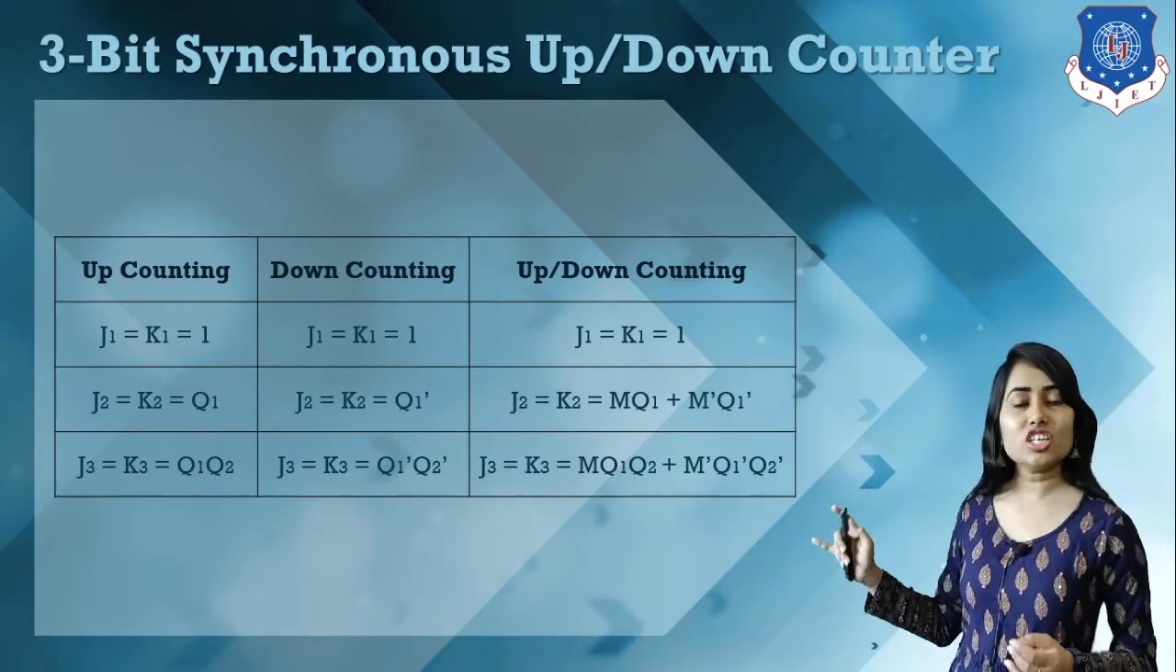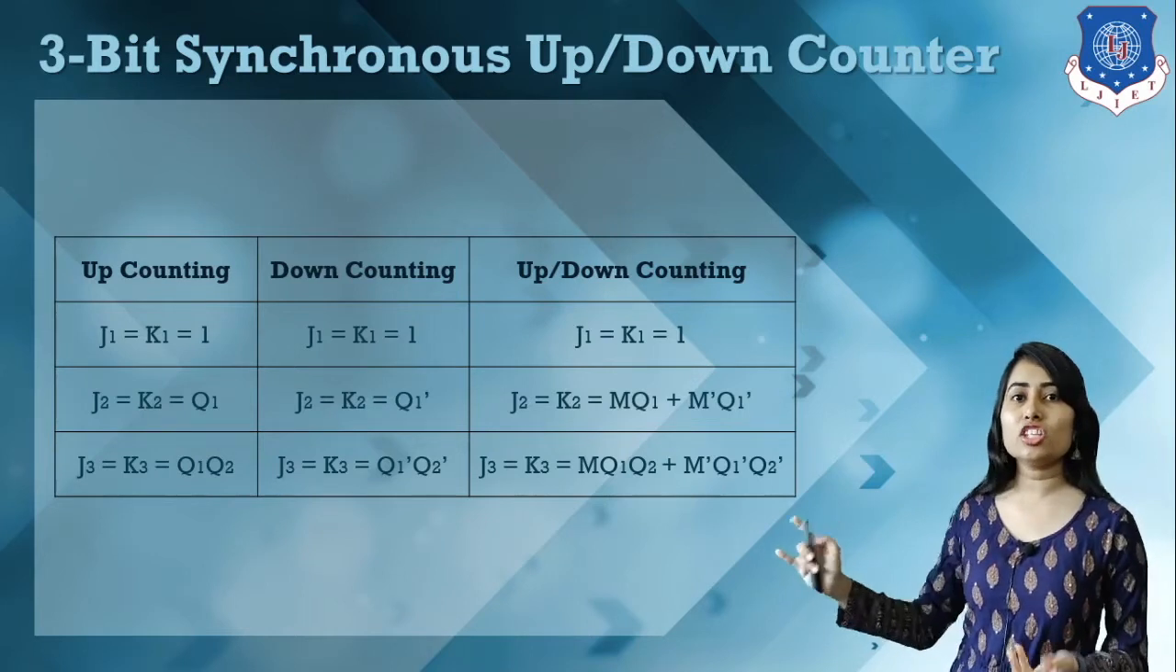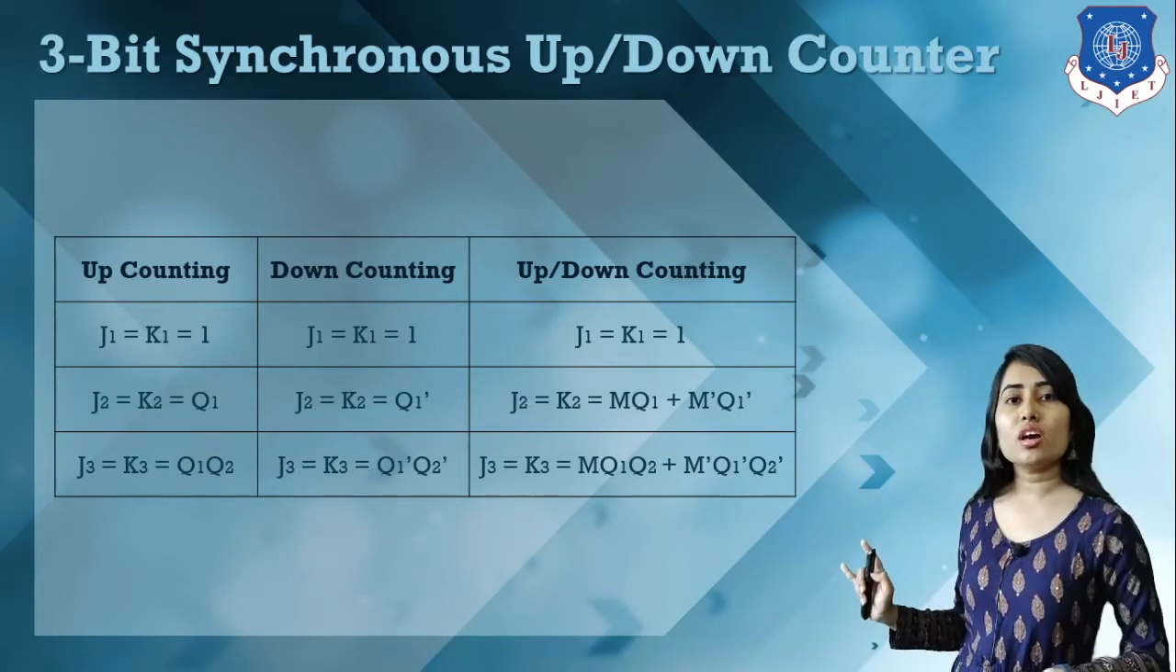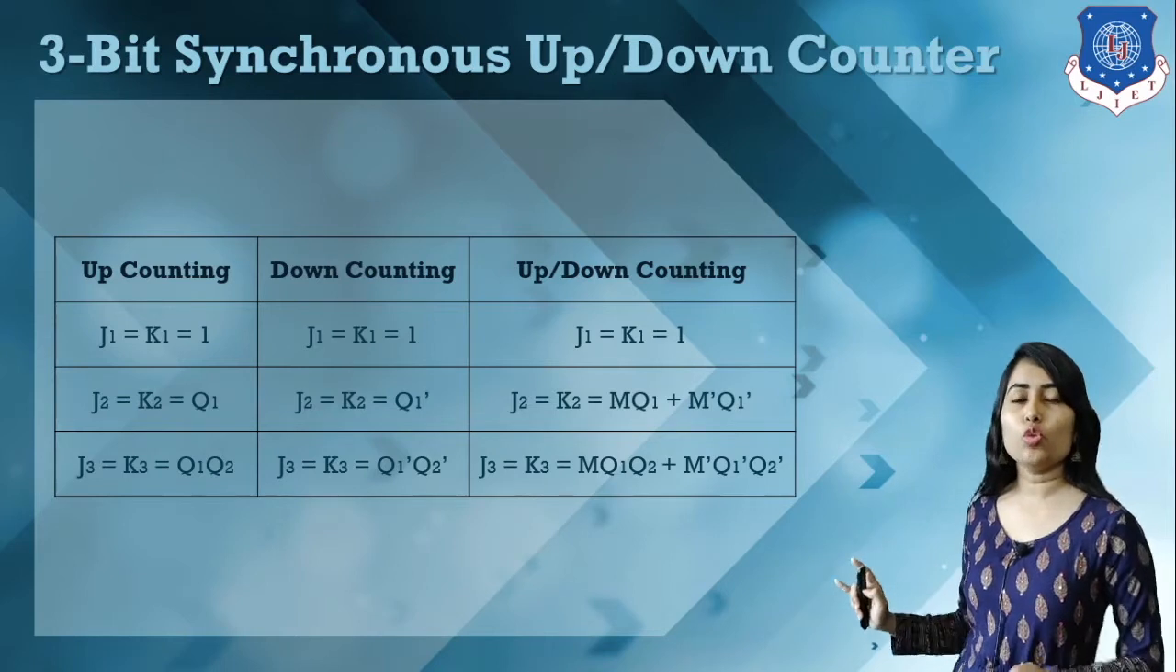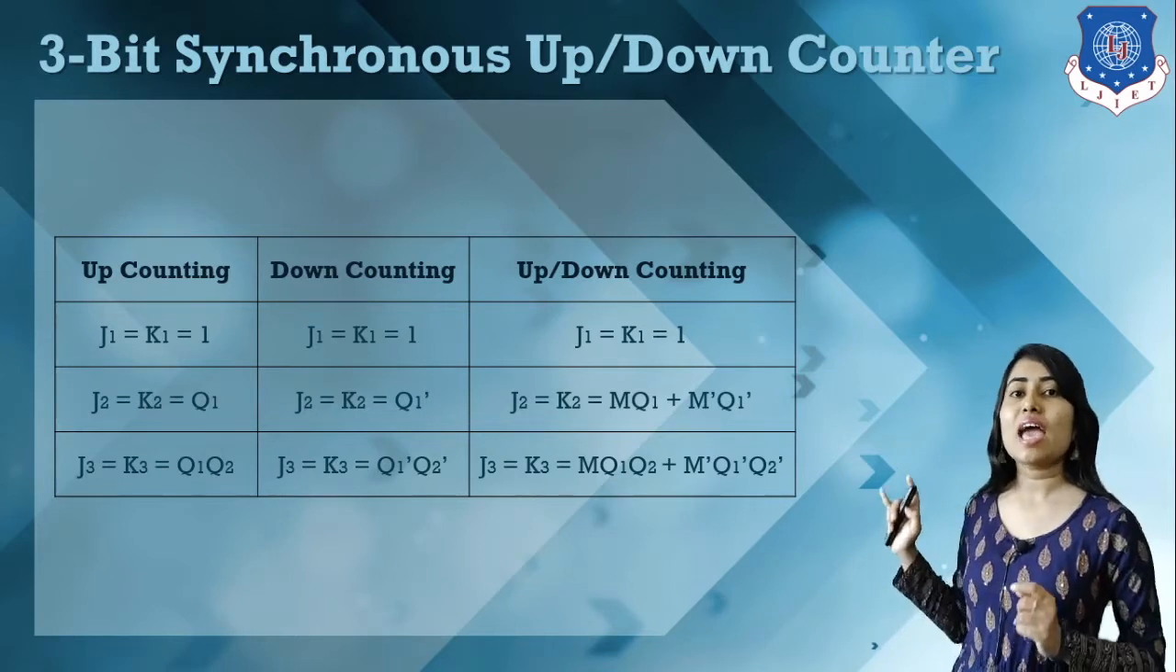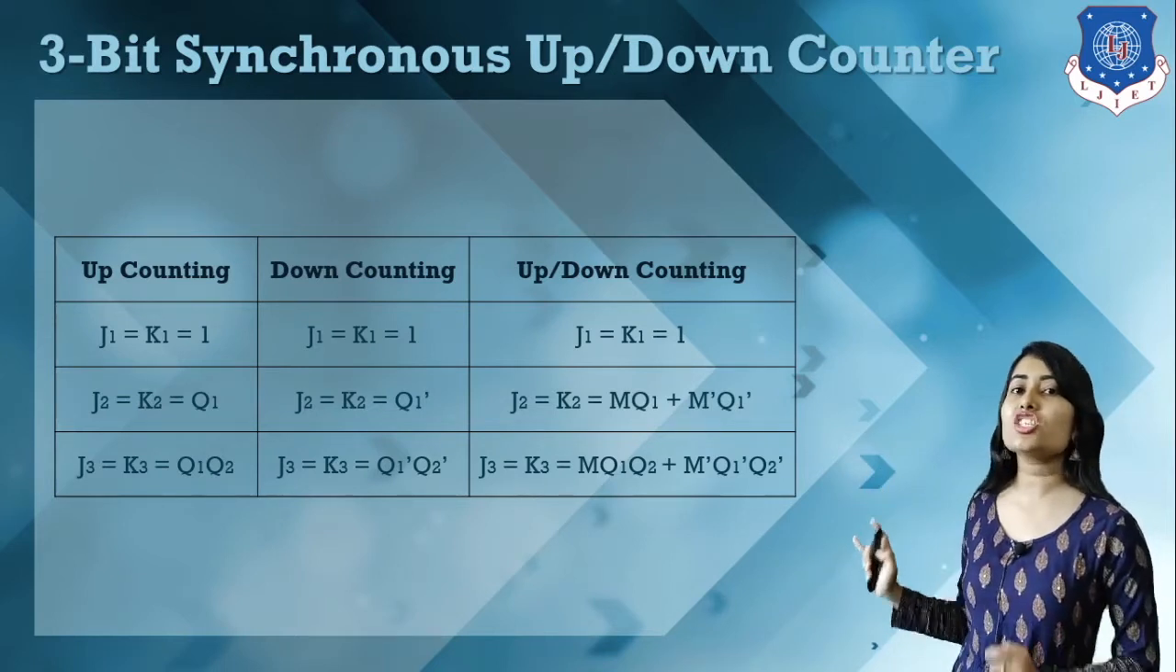Then here in J3 K3 we combine both the values. So here we have M into Q1 into Q2 plus M dash into Q1 dash into Q2 dash.